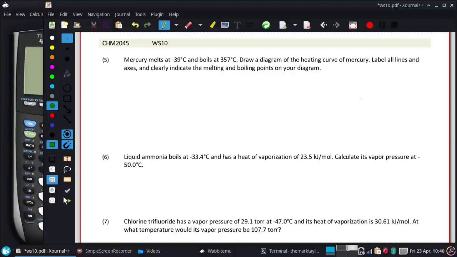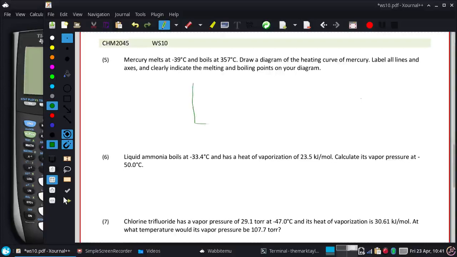Okay, on number 5, we have mercury melting at -39, boils at 357. And we want to draw a diagram of the heating curve for mercury and label all the axes and clearly indicate the melting and boiling point. All right, so this is one of those interesting diagrams that even though we call it a curve, we will have a bunch of straight lines.